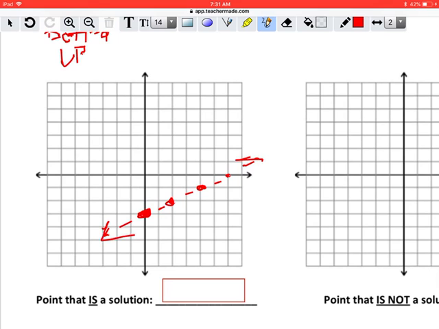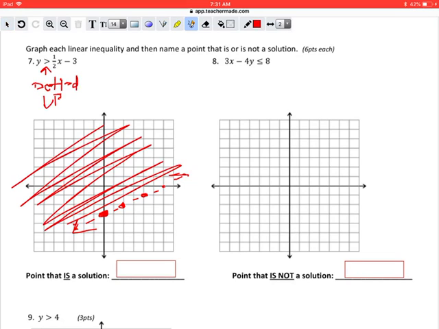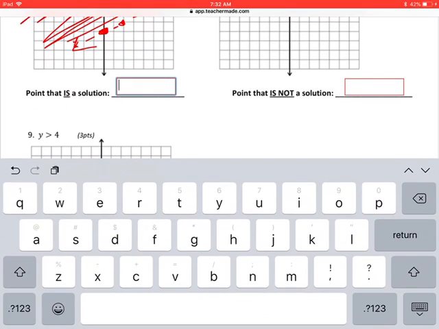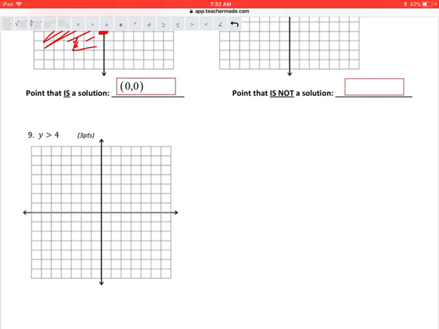And then I need to shade above or below. Okay, so I'm going to shade above, which would be there. Okay, so what is the solution? I just need to pick any point that is in that region. So I'm just going to pick the easiest point I know of, which is 0, 0. So in my solution, I'm putting parentheses 0, comma, 0, parentheses, and we're done.